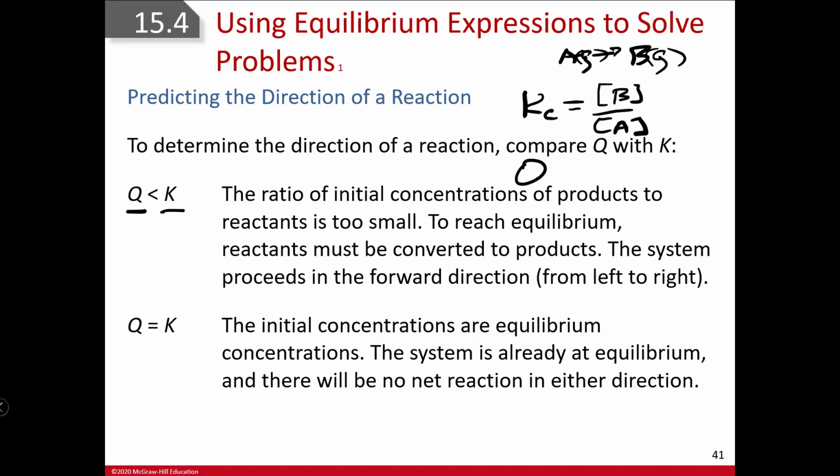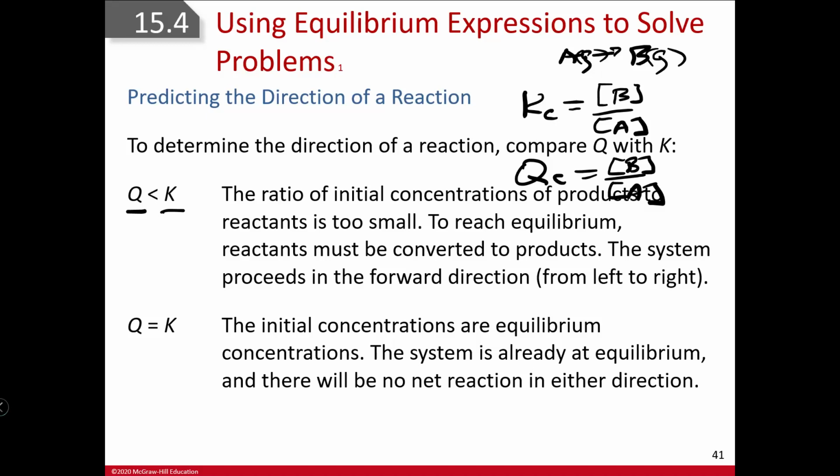So Q looks just like it. It's just that we're not dealing with equilibrium concentrations. We are dealing with non-equilibrium concentrations. So in order for Q to be equal to Kc, they got to have the same ratio. Now that doesn't mean they have to be the same numbers, but when I divide B by A, in both of these cases, they have to have the same number.